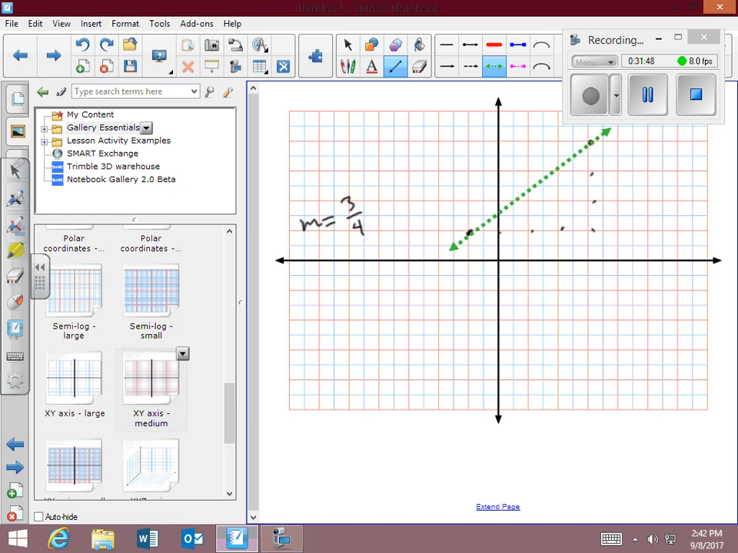Now, if I have a line that is perpendicular to that, I'm doing number 2. This is what the slope is, minus 4/3. Notice that would say what? I'm right 3, 1, 2, 3, and down 1, 2, 3, 4. Down in there.